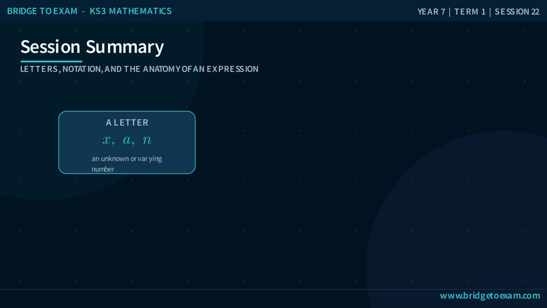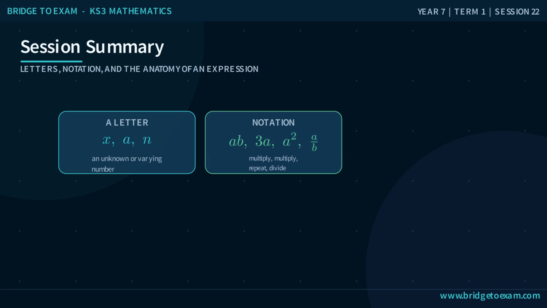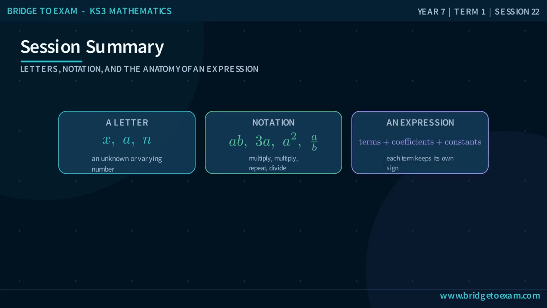A letter in algebra stands for an unknown or varying number, and every number rule you already know still applies. Letters together or a number before a letter both mean multiply. A small raised number means repeated multiplication. And an expression is built from terms, each carrying its own coefficient and sign.